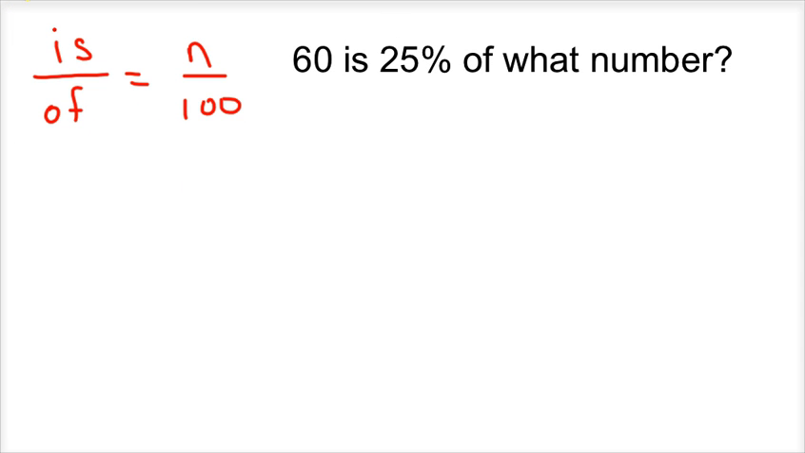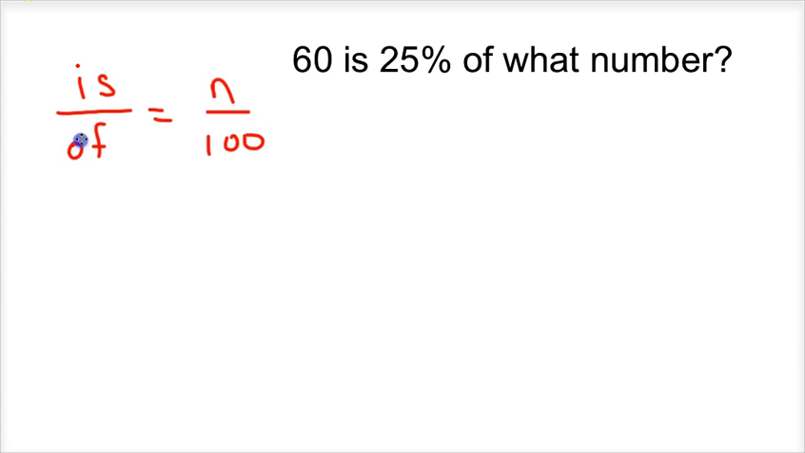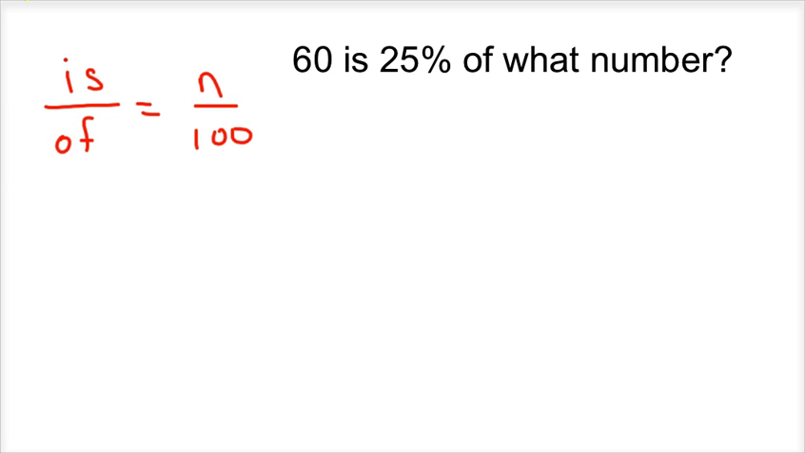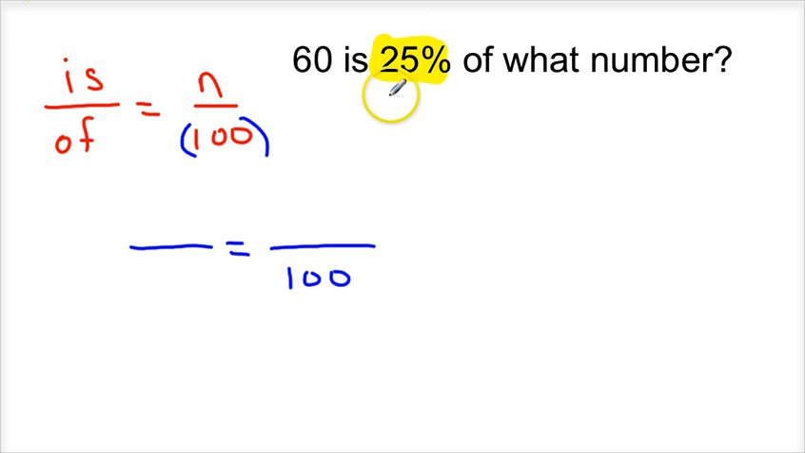In this example, it says 60 is 25% of what number? The first thing I did was write down my percent proportion: is over of equals n over 100. The 100 keeps its spot and does not change. Now, a number with a percent sign is the easiest number to identify. This number automatically becomes my n, so 25 goes over 100.